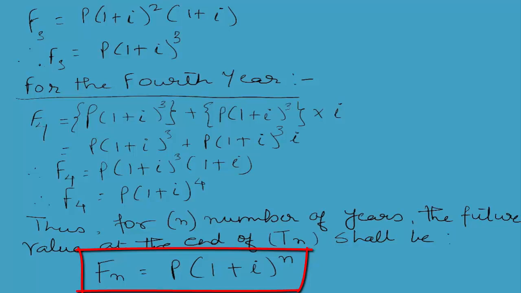So this simple derivation has been done by looking at the formula for the previous years. We found that what we started off with as P has grown in size to Fn is equal to P(1+i) to the power of n. I hope this simple calculation is clear to you all, and you might have found it lucid and very easy to understand.